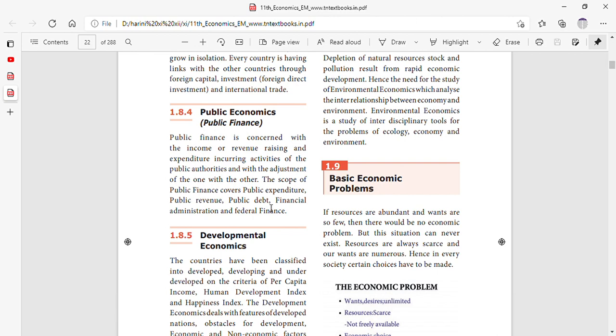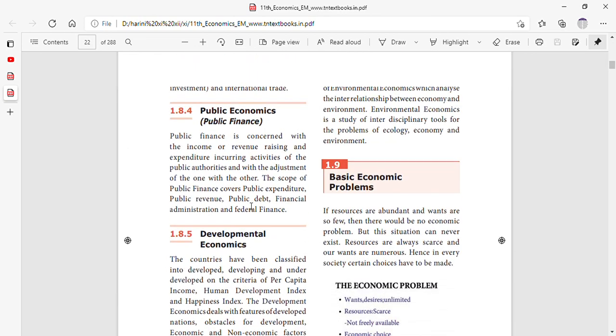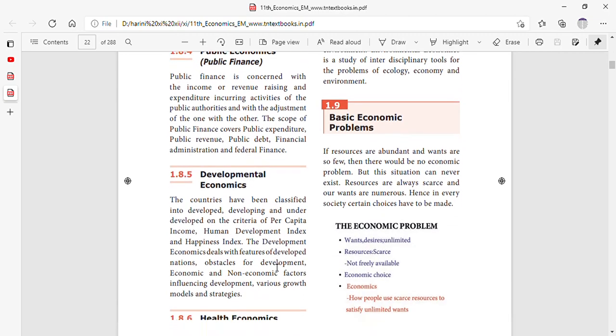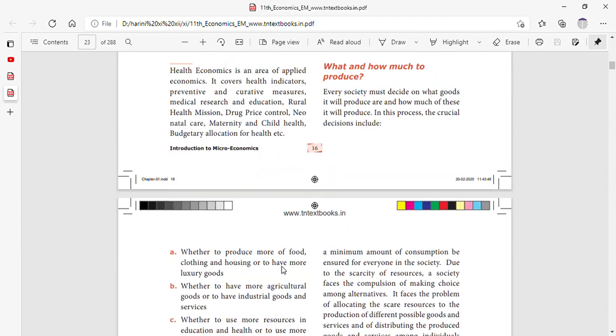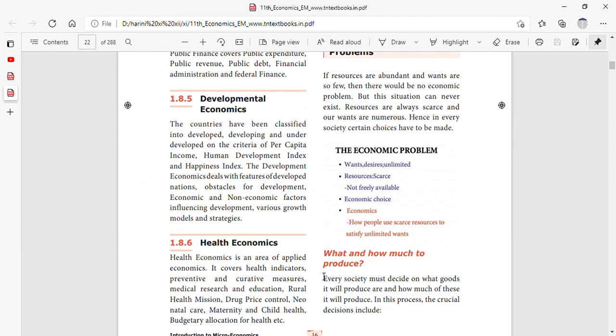So financial administration, federal finance, all these things will come under public economics. So development economics. Development economics means you want development of people, like increase in per capita income, human development index, happiness index. ஒரு மனுஷங்க எவ்வளவு சந்தோஷமா இருக்காங்க, எவ்வளவு நாள் உயிரோட இருக்காங்க. So all these things will come under development economics.